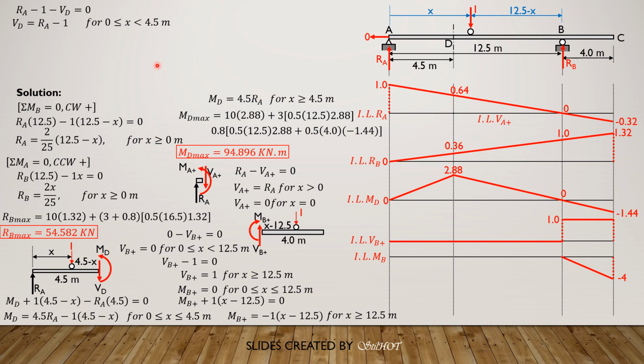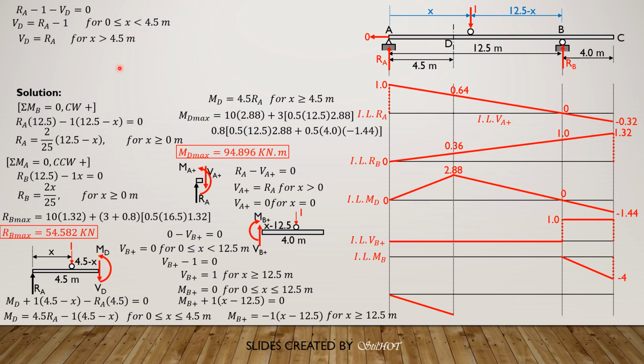then we have RA. So let's have the shear diagram for shear at D first, the influence line for shear at D. So this is the free body diagram from 0 to 4.5. Summation of forces in y equals 0, RA minus 1 minus shear at D equals 0. So shear at D is RA minus 1 for 0 less than or equal to x less than 4.5. 4.5 is not included for shear.